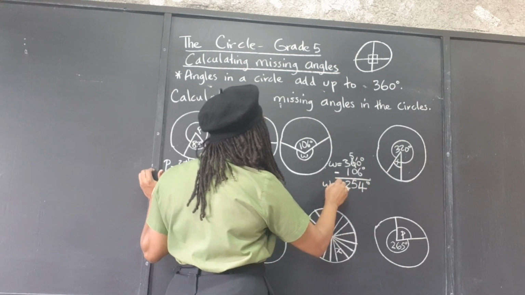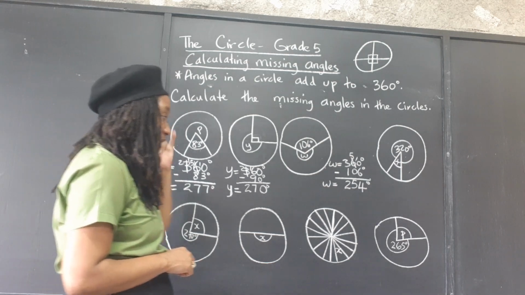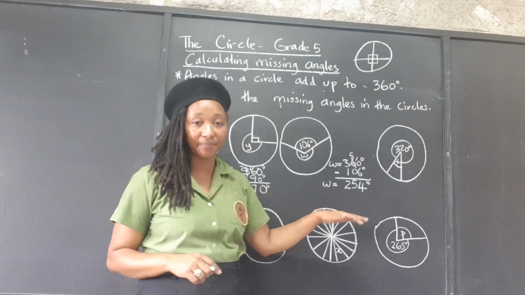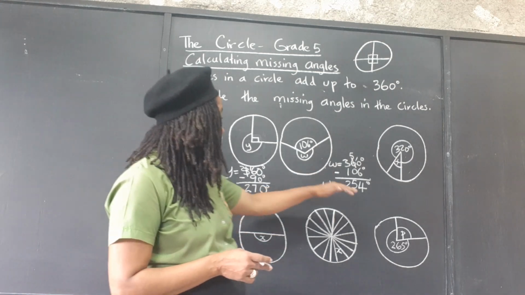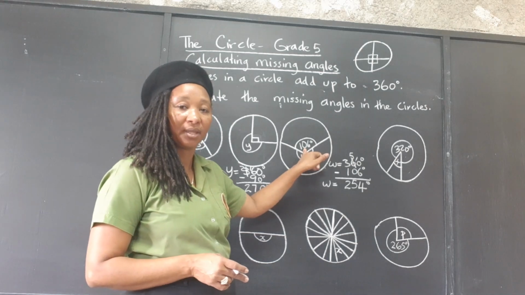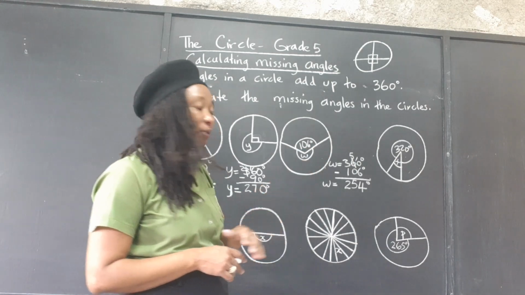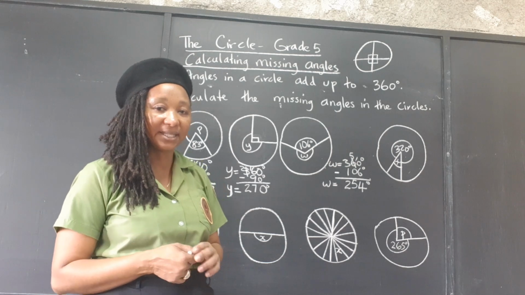And angle W then is 254 degrees, which is a reflex angle. It's more than 180 degrees, less than 360. This angle here is an obtuse angle. So it's more than 90 degrees, less than 180.